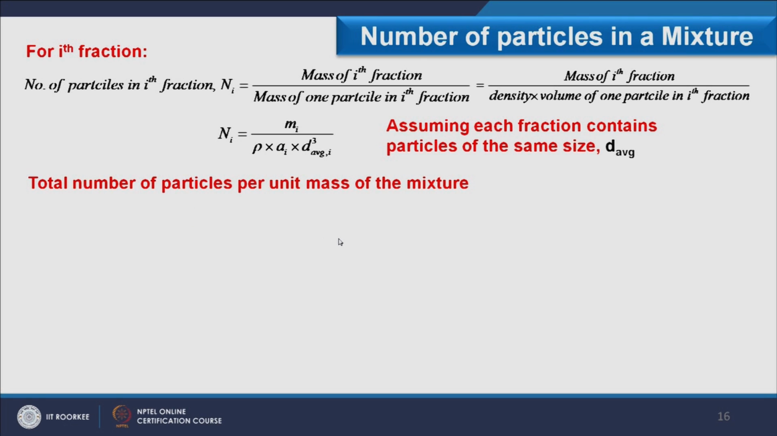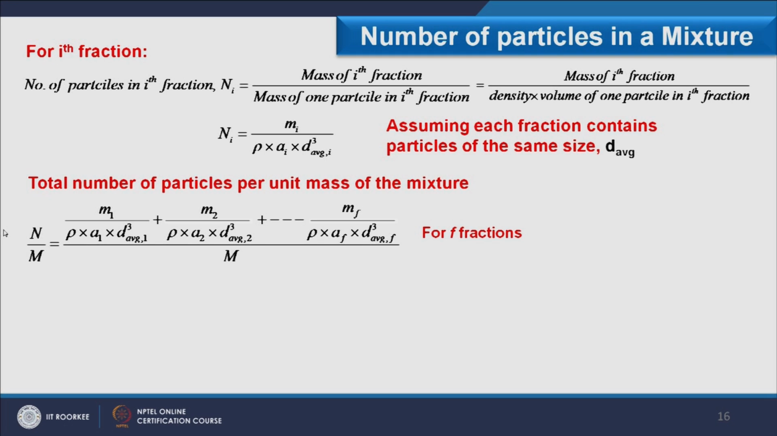Now, for this particular fraction, we can calculate the number of particles. So, the total number of particles per unit mass of the mixture we can write as N divided by capital M, that is the total mass fed to the screen, and here we have different fractions. For the first fraction, it is M1 divided by rho A1 into d average 1 cube, and similarly we can represent the other fractions also, and here we have total f fractions. All these values will be divided by capital M.